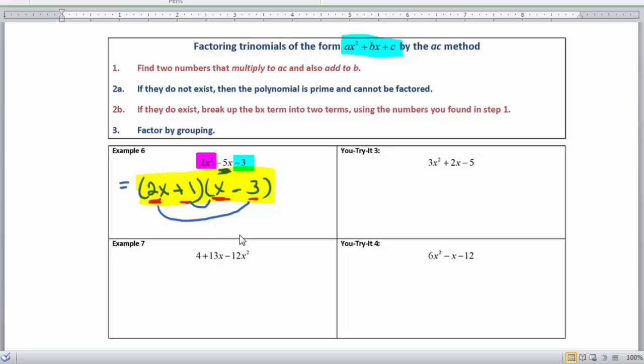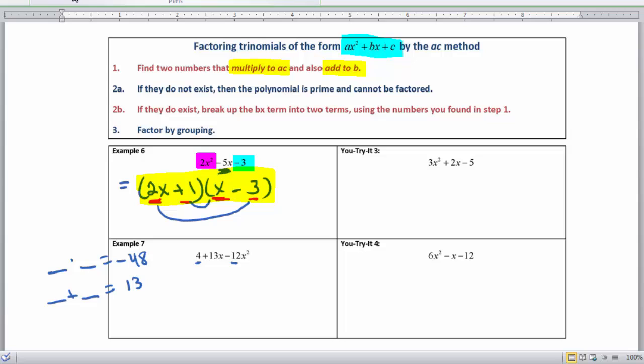Now the second one I'll actually use the AC method for. All right? So the AC method is going to tell us that we need to find two numbers that multiply to AC, right, A times C, and add to B. So that's just the first step. In other words, in this one here, example 7, we're going to look for numbers that will multiply to AC. A is negative 12 and C is 4, so AC is actually going to be negative 48. And then I need numbers that are going to add up to B, which is 13. Right? So they have to multiply to negative 48 and add up to 13.